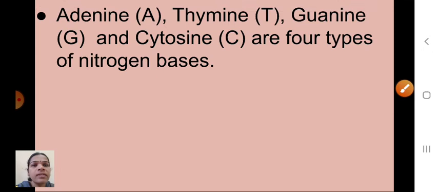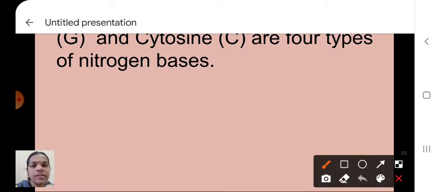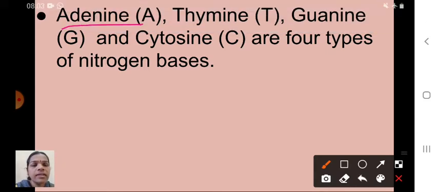See here, there are 4 types of nitrogenous base: adenine, thymine, guanine and cytosine. These are the 4 nitrogenous bases present in the DNA. Can you say once again the names of the nitrogenous bases? There are 4 types of nitrogenous base: adenine, thymine, guanine and cytosine.